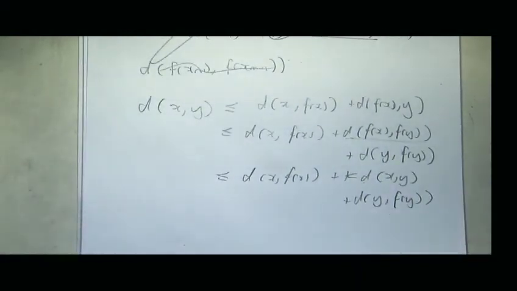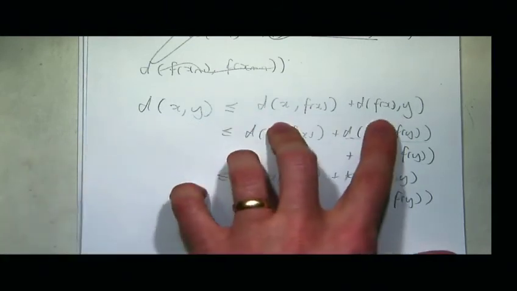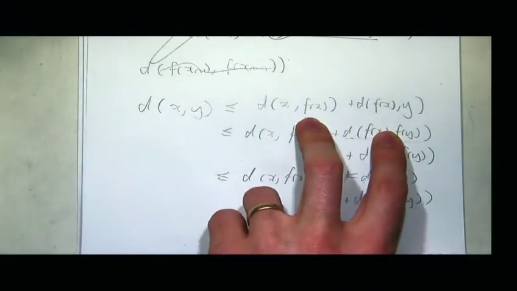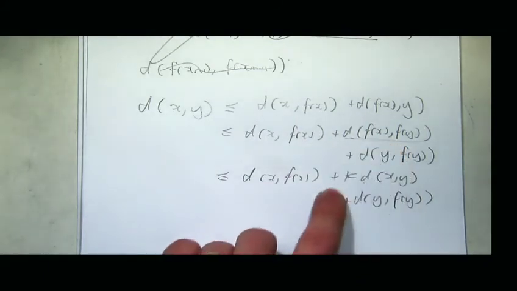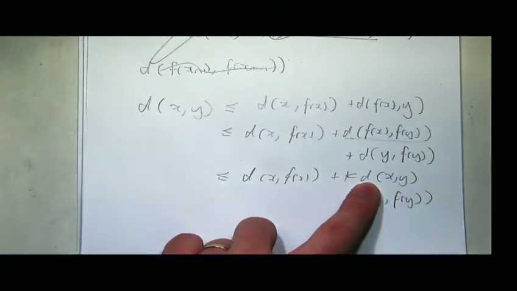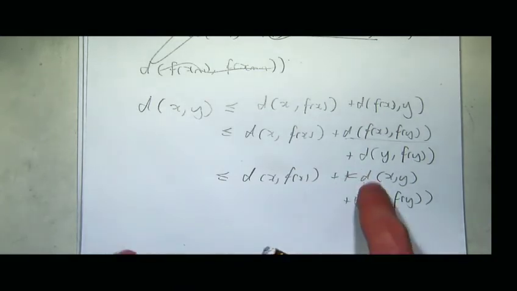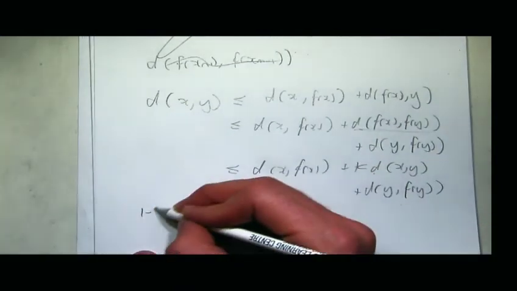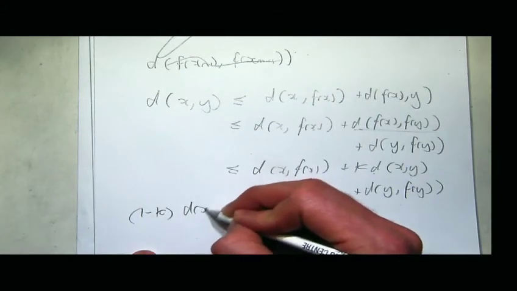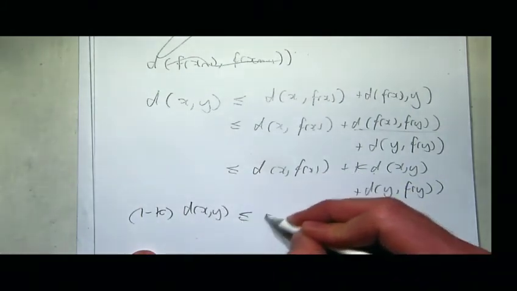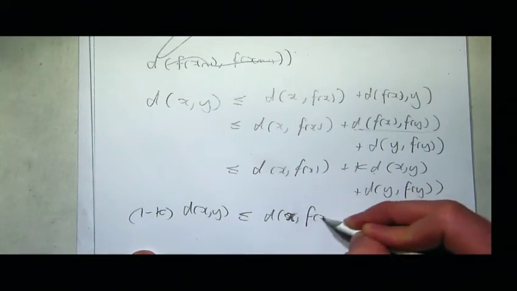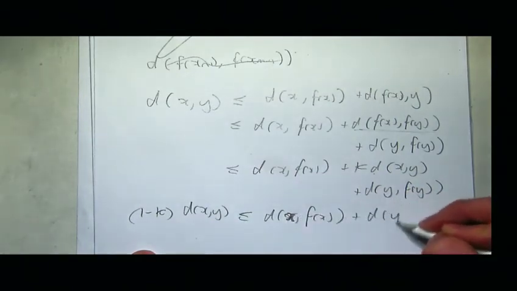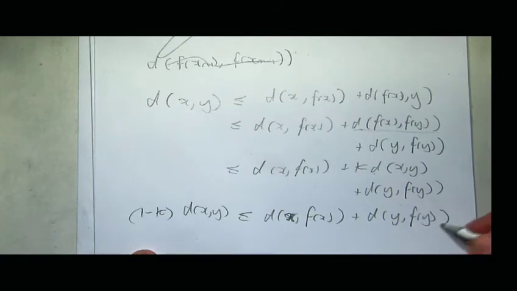So we introduced the f's using the triangle inequality. We made the f of x's and f of y's appear using the triangle inequality, and then we can make the f's disappear using our rule about k that we were told at the beginning. And then if we put this over here, we'll have 1 minus k lots of dxy. So there's a really good reason why he did it this way.